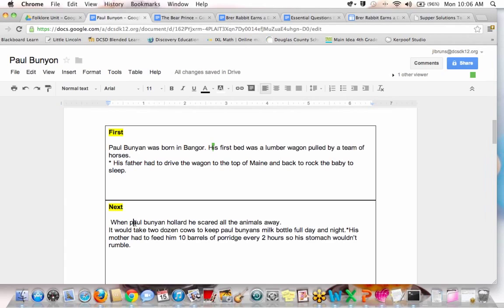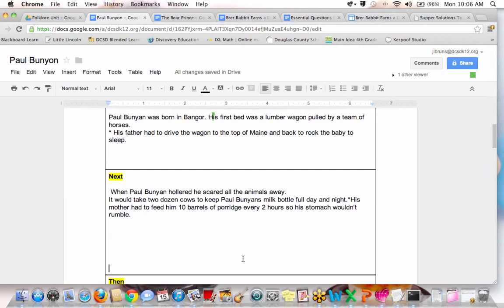Paul Bunyan hollered. When Paul Bunyan hollered, he scared all the animals away. It would take 2 dozen cows to keep Paul Bunyan's milk bottle full day and night. His mother had to feed him 10 barrels of forage every 2 hours so his stomach would not rumble. All right, so we're getting the sense that Paul Bunyan is a big kid.